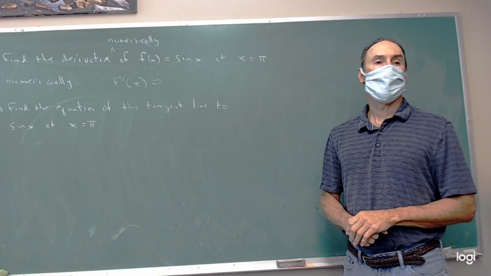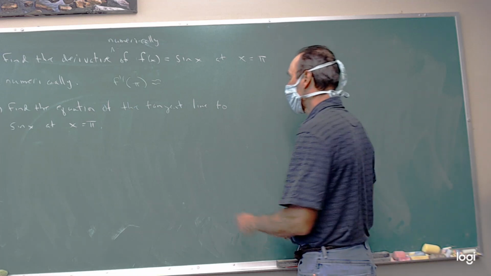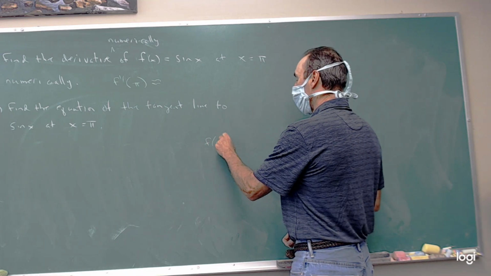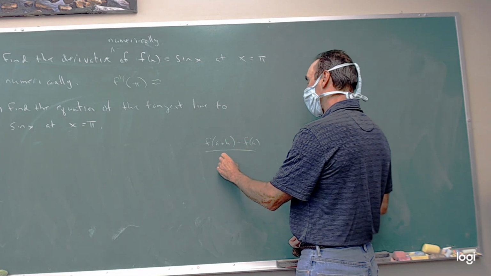Pi over 2? No, so what we're going to do, we're going to be doing this. So this is our approximation to f prime of a.